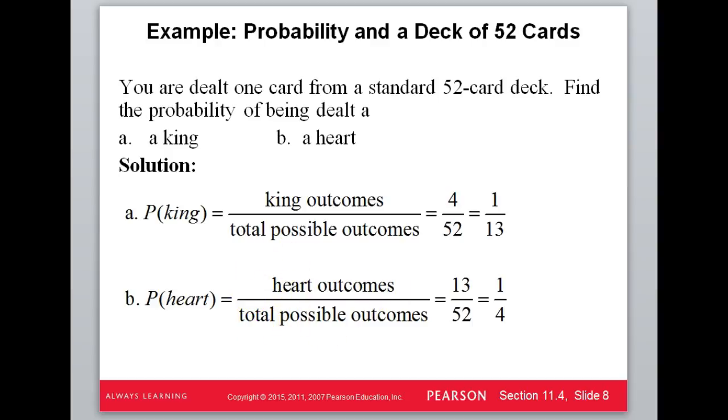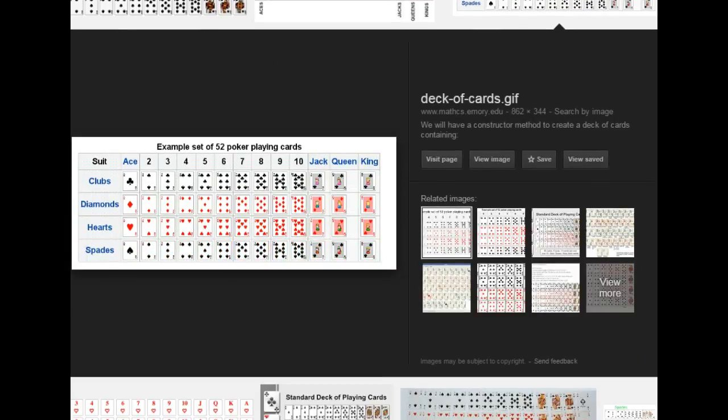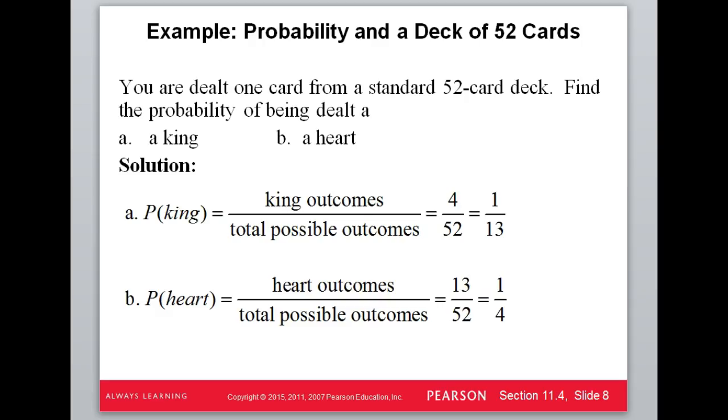heart outcomes and total possible outcomes. So there's 52 total possible outcomes, but then there's the hearts, so you could count them. There's 1, 2, 3, 4, 5, 6, 7, 8, 9, 10, 11, 12, 13, including the face cards. So 13 out of 52. So it wouldn't be a bad idea to have that, again, if you don't know your standard deck all that well, if you're not a card player.